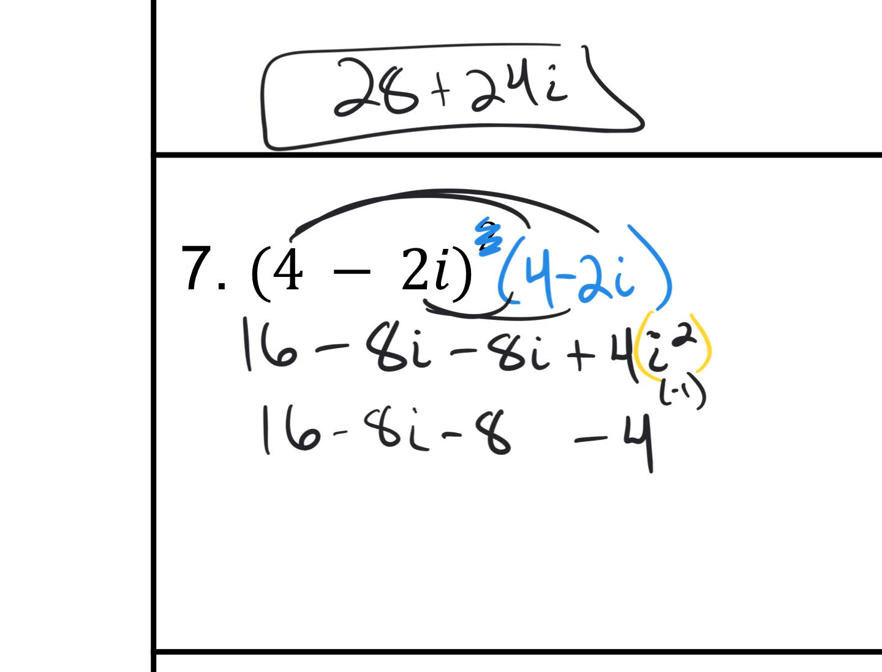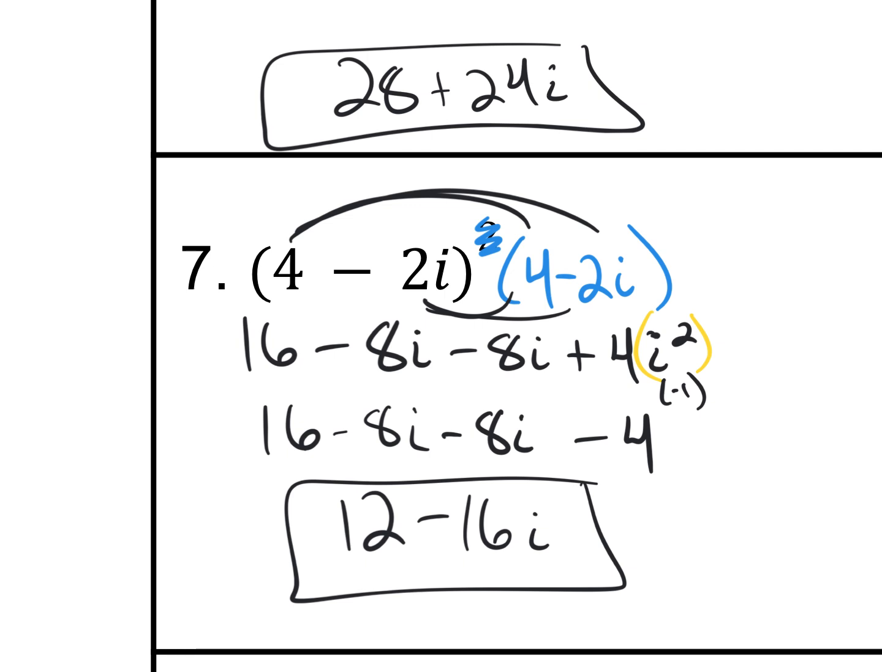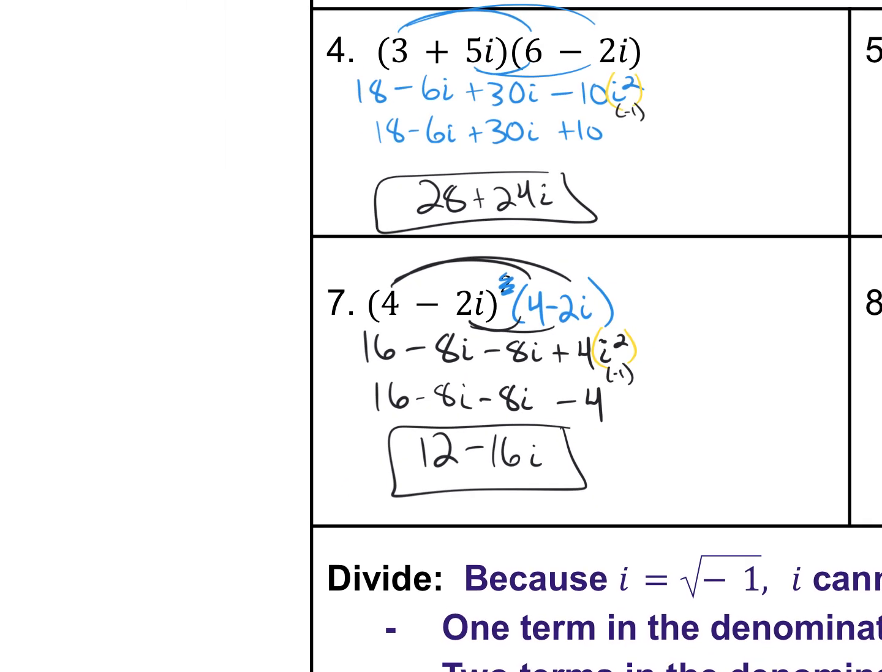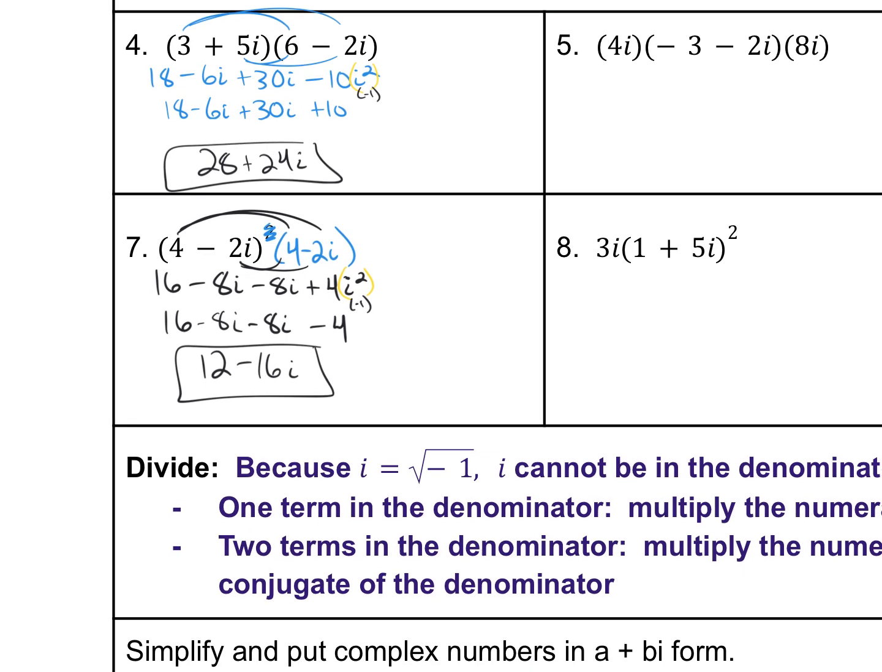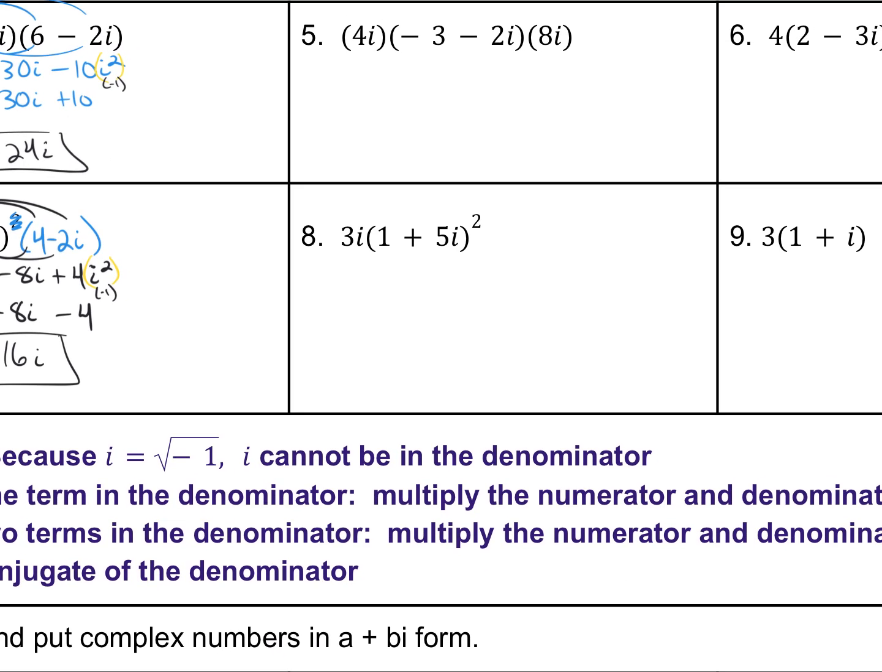And then now we can go combine our like terms. So the 16 minus 4 for the real component of our complex number gives us a 12. And then the negative 8i minus 8i, right, gets us the negative 16i. So just remembering to, when multiplying, add exponents, right, if you're taking a variable times a variable. And anytime we get i squared, replacing it with a negative 1.